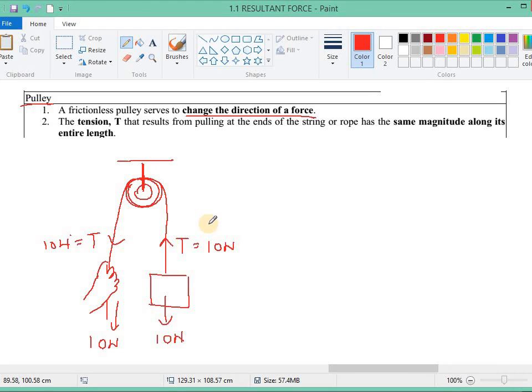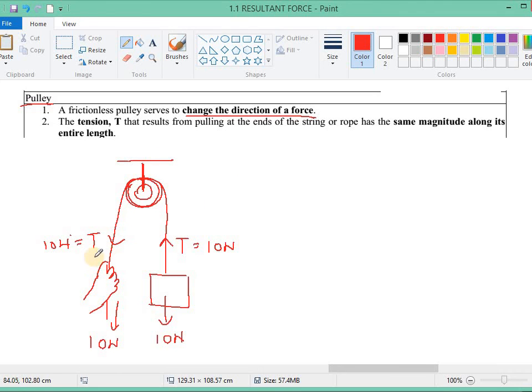Actually, this is the same thing as what we see in the car, the coupling just now. Along the coupling, the tension is all the same. Along the rope, along the spring balance, the string, the tension is all the same.